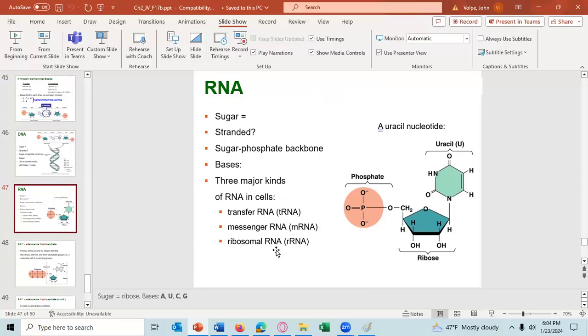All right, here's a question for you. What's the difference between tRNA, messenger RNA, and rRNA? What is the difference between those three forms of RNA? Obviously, they have different functions. I'm trying to say, what is the difference that makes each of them a tRNA or a messenger RNA or an rRNA? Anyone have a guess?